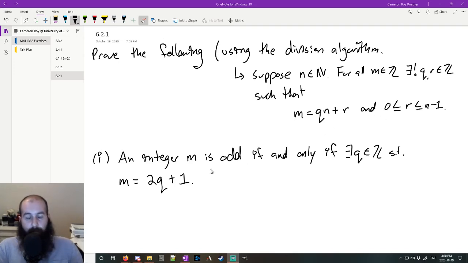So we can use this to prove the following statement. We want to verify that an integer m is odd if and only if there exists some q and we can write m as 2q plus 1. Now, this is probably a result you're familiar with. We know the definition of even is that you can write the number as 2 times an integer. However, odd was never defined to satisfy this property. So far, odd was only defined as being not even. So here, using the division algorithm, we're going to show that not even is equivalent to this expression.